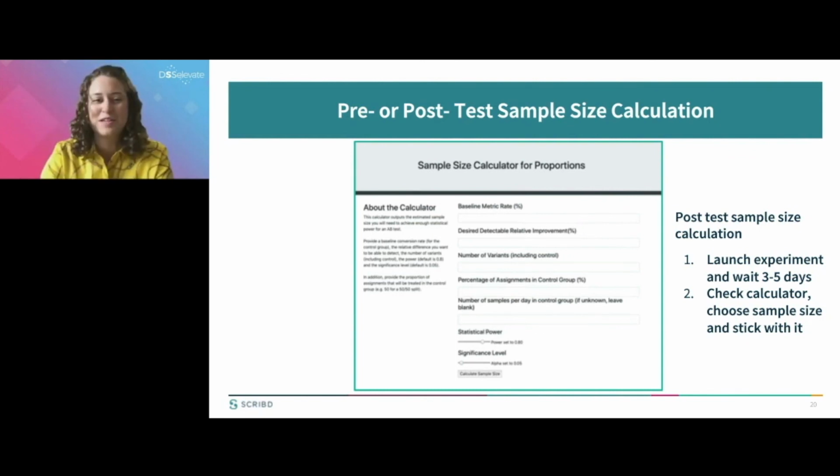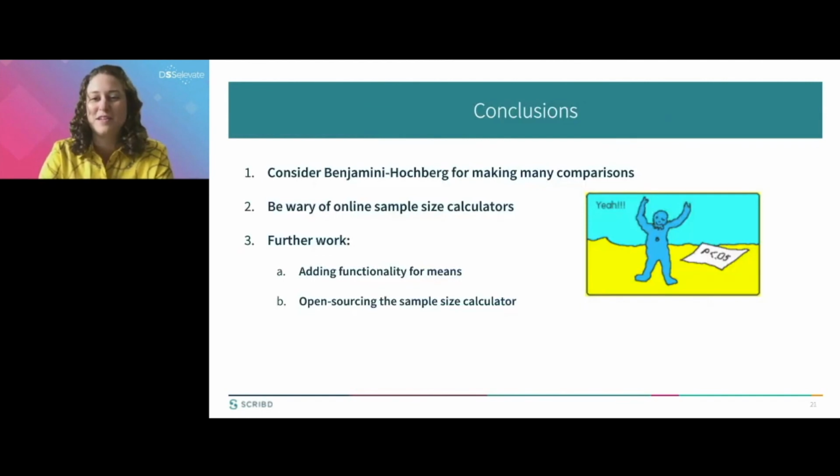So to sum up what we've talked about here, we want you to have these takeaways. First of all, perhaps consider Benjamini-Hochberg as a multiple comparisons testing procedure for any situation where you're making multiple comparisons, doing multiple z-tests or t-tests at the same time, so that you have a more controlled understanding of your error rates. And we'd also like you to be wary of online sample size calculators, because it can be difficult to know what inputs they're accepting, what assumptions they're making, and the underlying code for those calculators isn't always accessible.